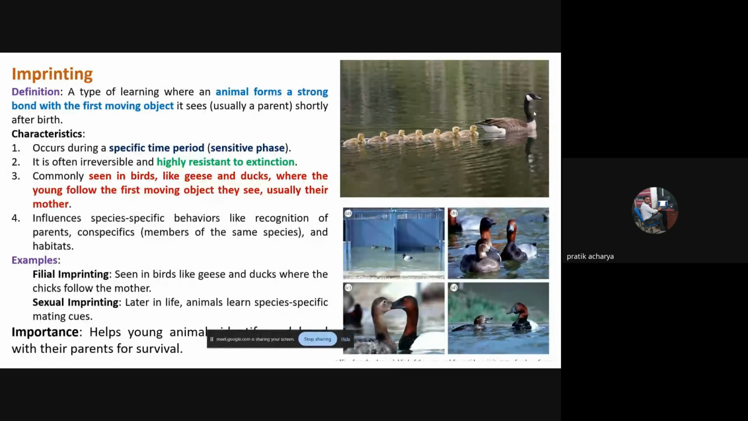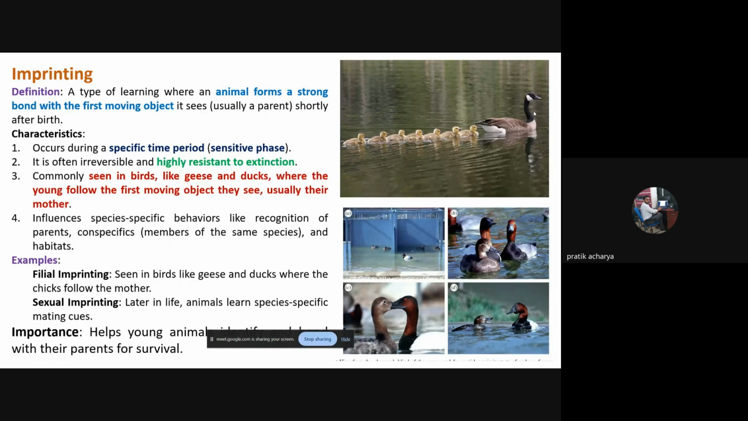Certain examples of imprinting are filial imprinting and sexual imprinting. Filial imprinting means that chicks follow the mother. That means the newborn follows the mother. That is the pattern, known as filial imprinting. Sexual imprinting means that when they become adults, the animals learn species specific mating calls. That means the same species mate with the same species, male and female of the same species only.